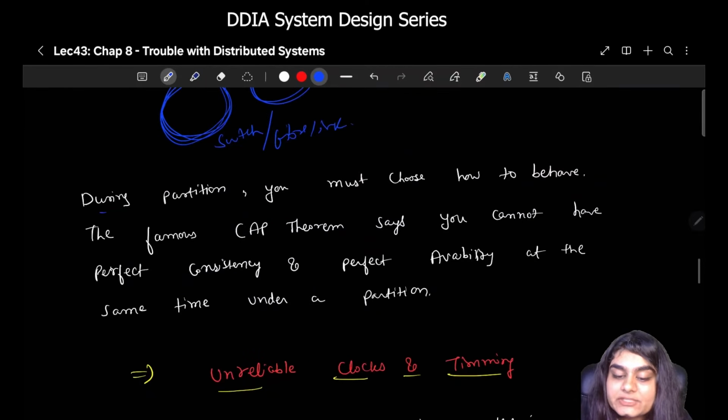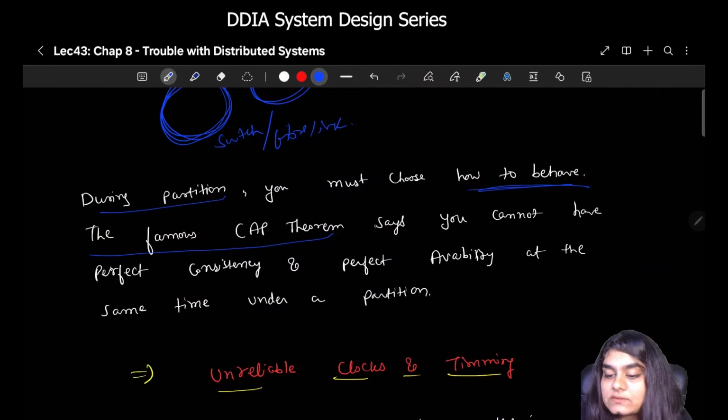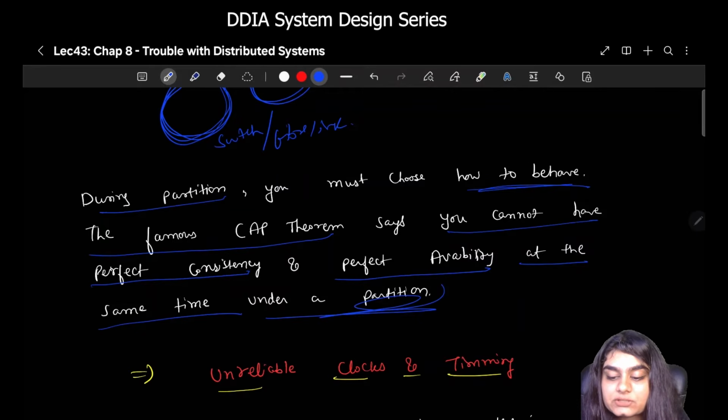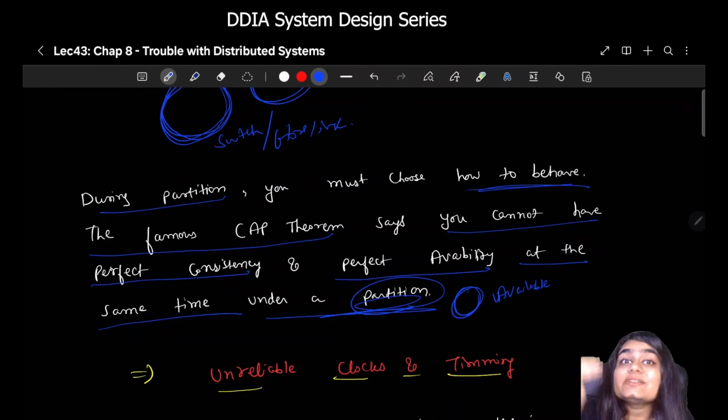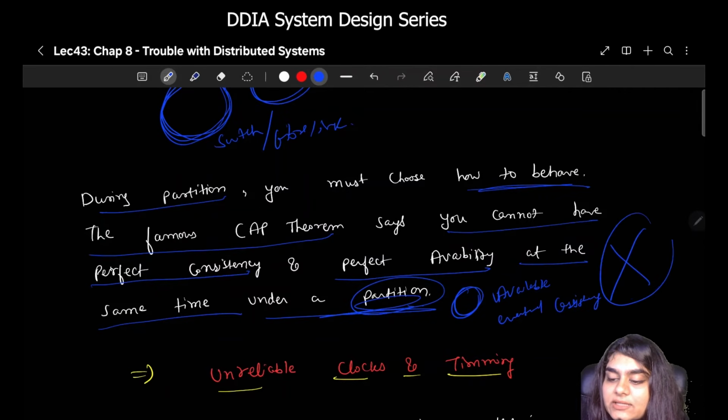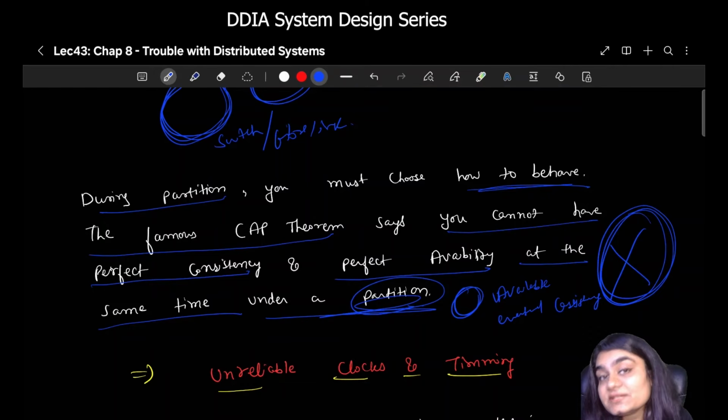So, during a partition, you must choose how to behave. The famous CAP theorem says you cannot have perfect consistency and perfect availability at the same time under a partition. In practice, the system may choose to be available but allow stale reads, that is eventual consistency, or refuse some requests until the partition heals. In any such case, the partition can lead to data inconsistencies, lost updates, and degraded services.